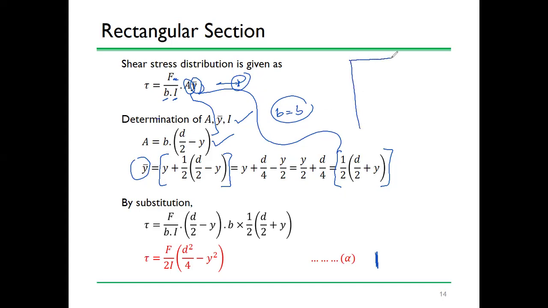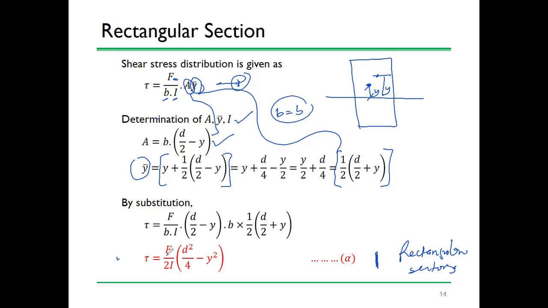So what is the main difference now? This equation is only applicable to a rectangular section. Now, what it means is that if I want to calculate the shear stress here, all I need is my Y. If I want it here, all I need is my Y. And this makes it easier to deal with the problem. So when you have a rectangular section and you want to calculate the shear stress at various points, you use this equation alpha to deal with the problem.